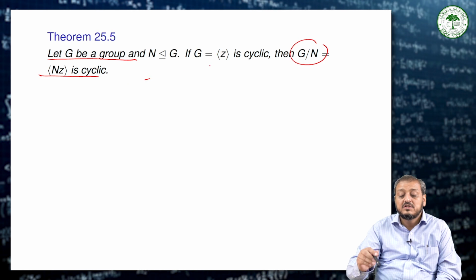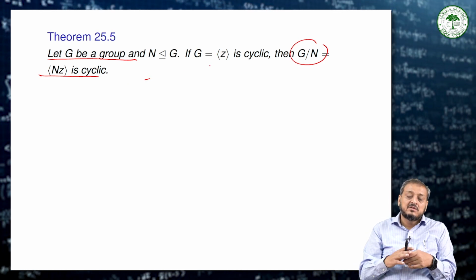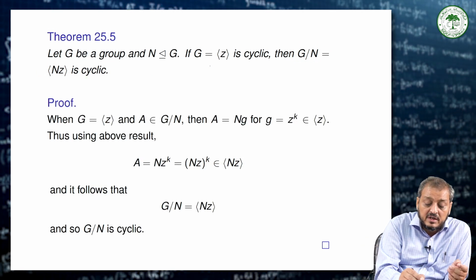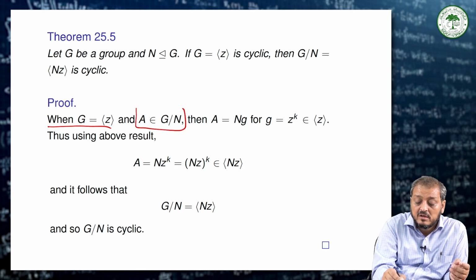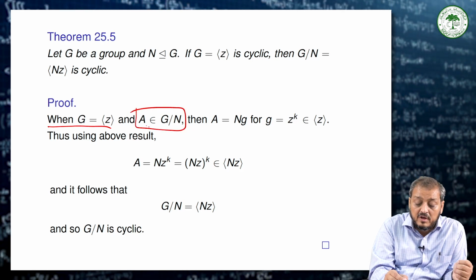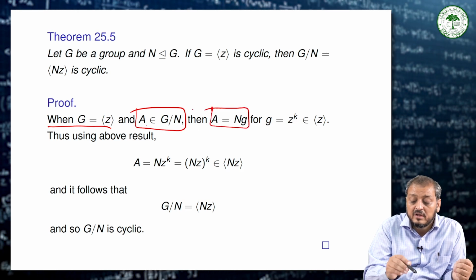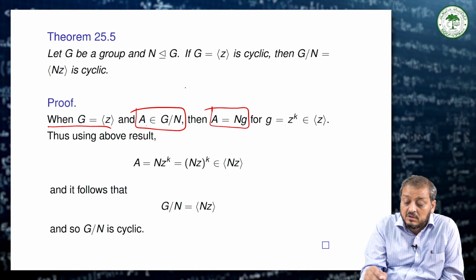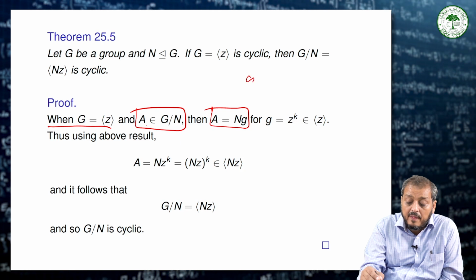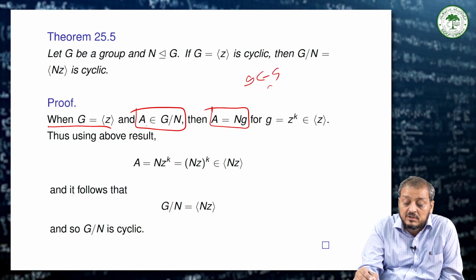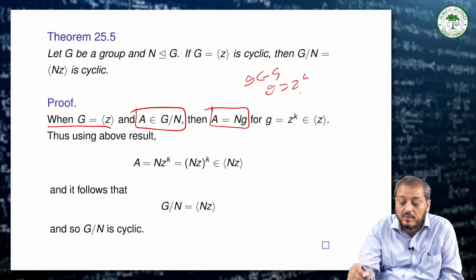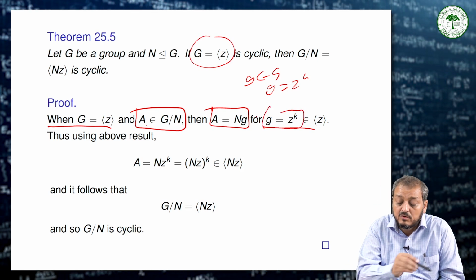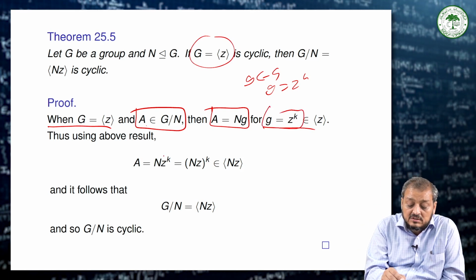So if a group G is generated by Z, then its elements can be written as some powers of Z. So let G be generated by Z. Then we take some A, an element of G/N. If A is an element of G/N, then by the definition A is equal to Ng. And now G is an element of the group, so G can be written as some power of Z, Z to the power K, because the group is generated by Z. So A can be written as NZ to the power K.